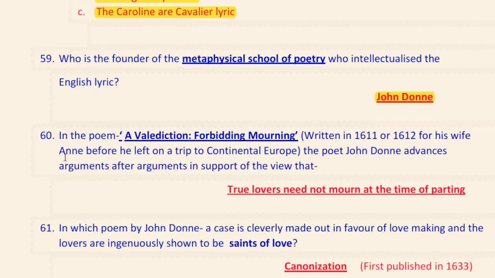Question number 60. In the poem A Valediction Forbidding Mourning, written in 1611 or 1612 for his wife Anne before he left on a trip to continental Europe, the poet John Donne advances arguments after arguments in support of the view that true lovers need not mourn at the time of parting.